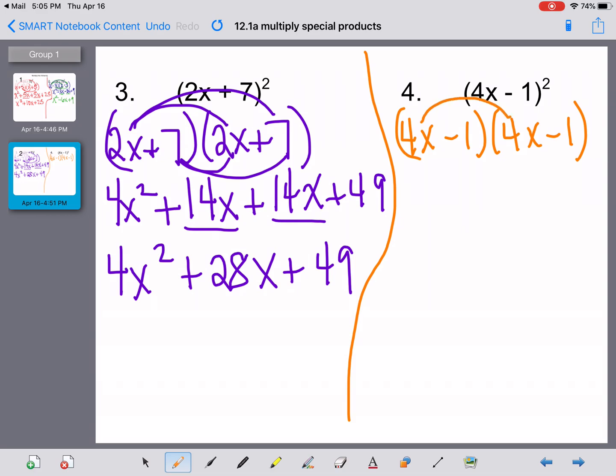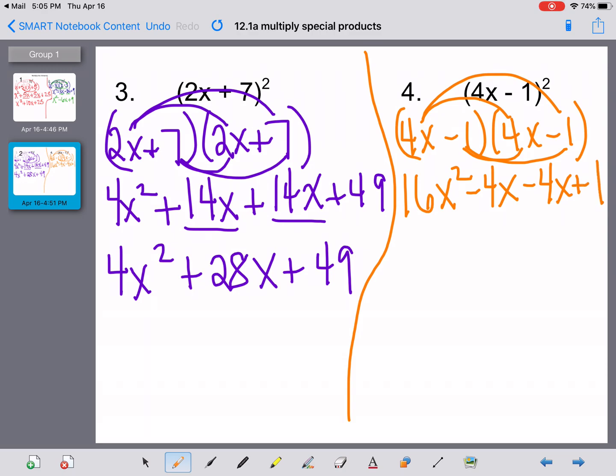First terms aren't so bad. 4x times 4x: 4 times 4 is 16, x times x is x squared. 4x times negative 1: positive 4x times negative 1 is negative 4x. Negative 1 times 4x is negative 4x. And negative 1 times negative 1 is positive 1. So just be careful with the signs here as we finish this problem. We're going to take these two terms and we get 16x squared minus 8x, because negative 4 plus negative 4 is negative 8, plus 1.